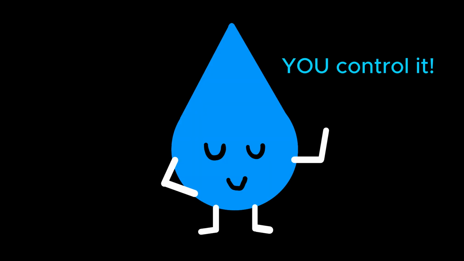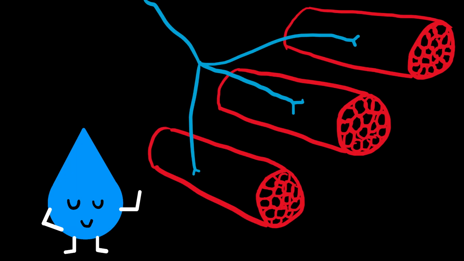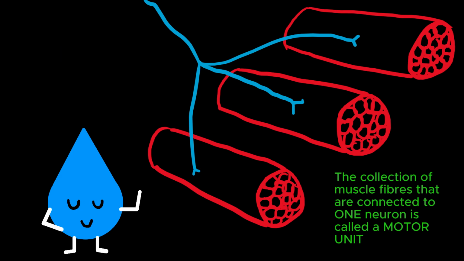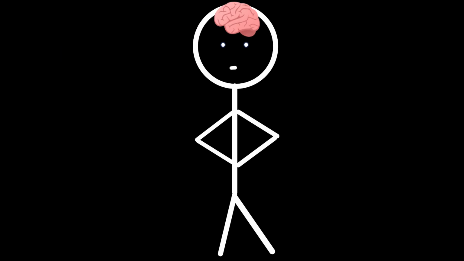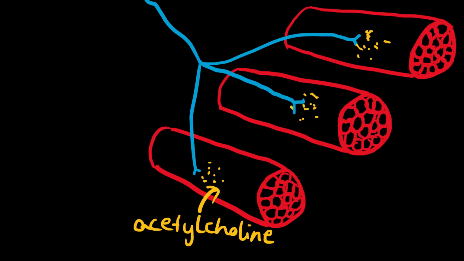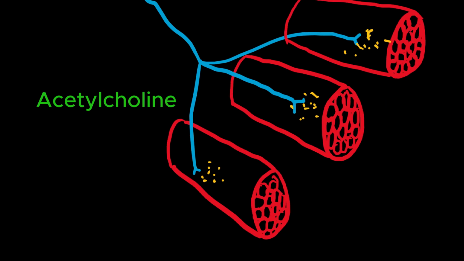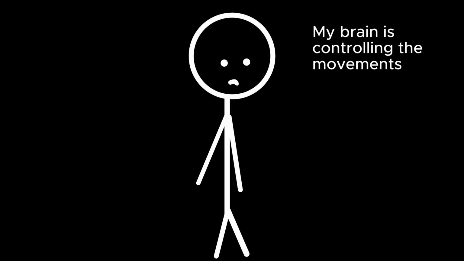How do sarcomeres know they need to shorten? You control it. The muscle fibers are connected to motor neurons, which are connected to your brain. When your brain sends a signal, the neuron will release a chemical called acetylcholine. This will cause the muscle fibers to contract. Wait, that makes sense.